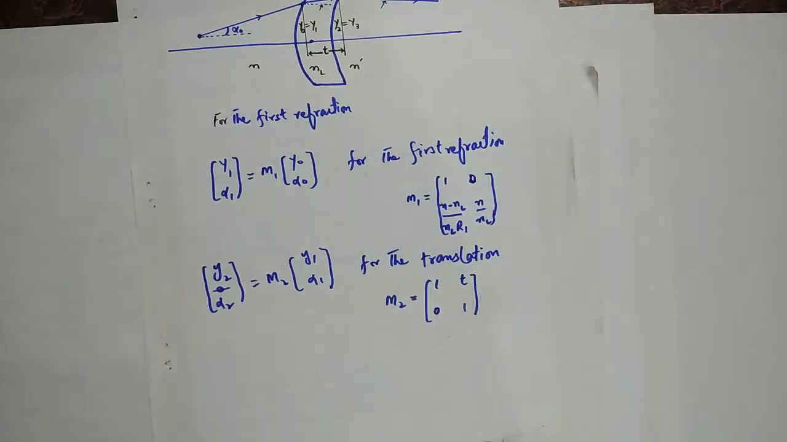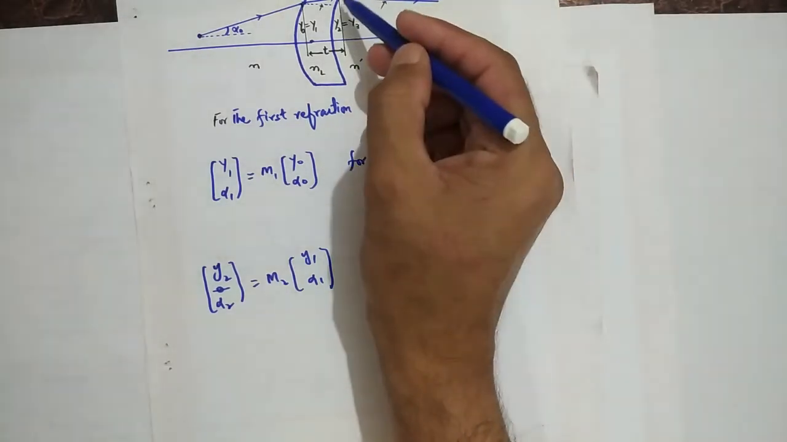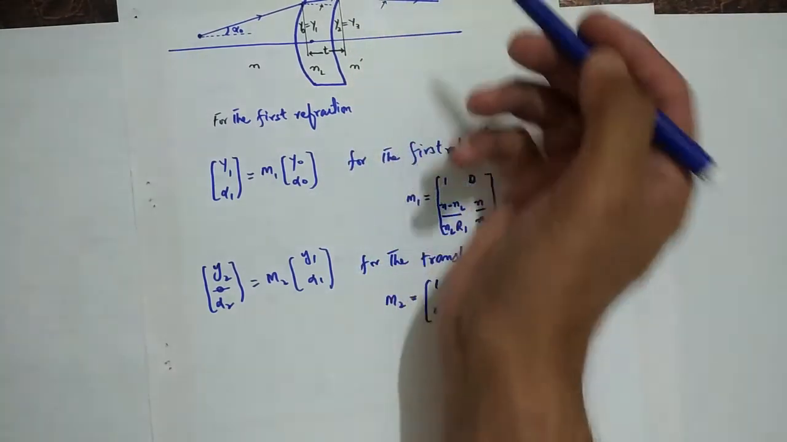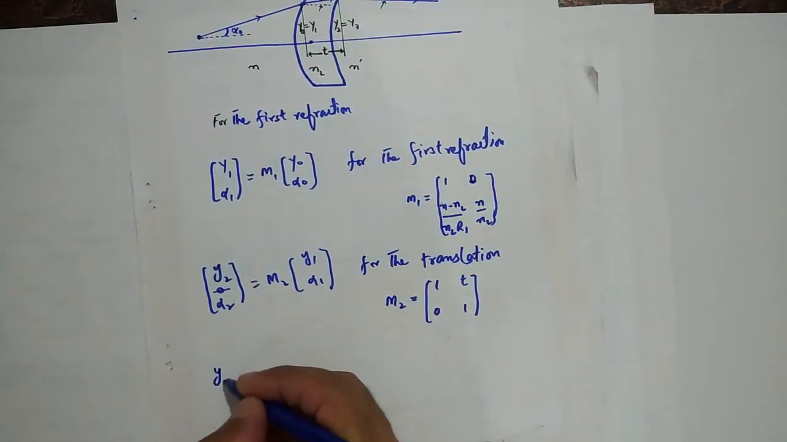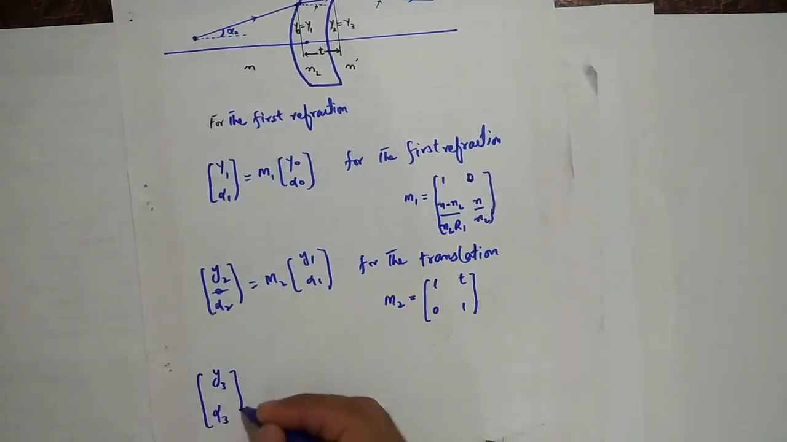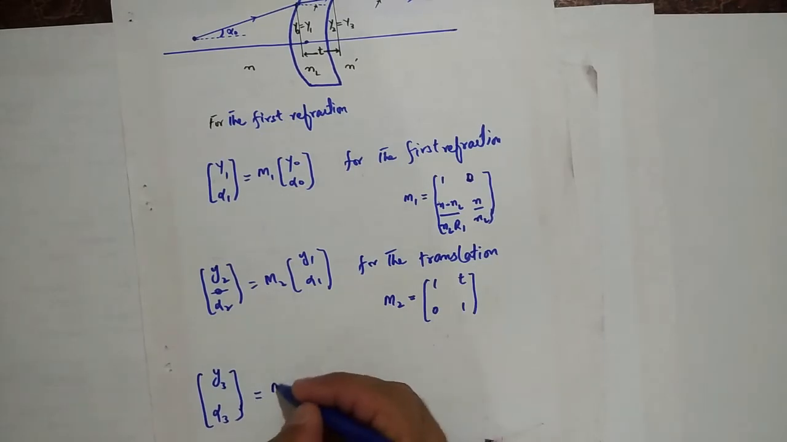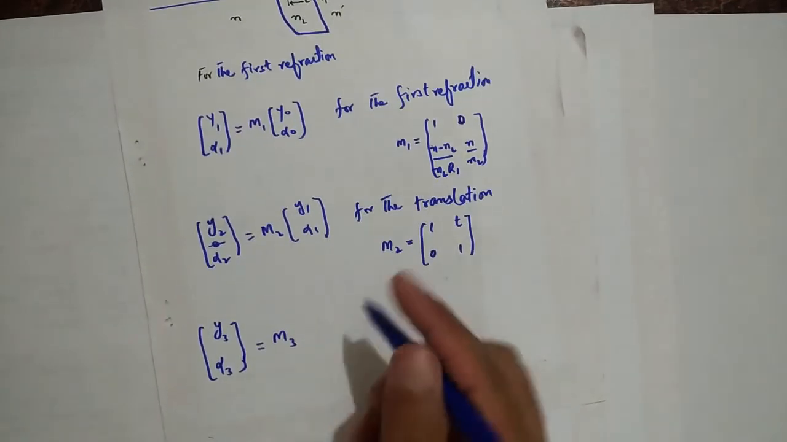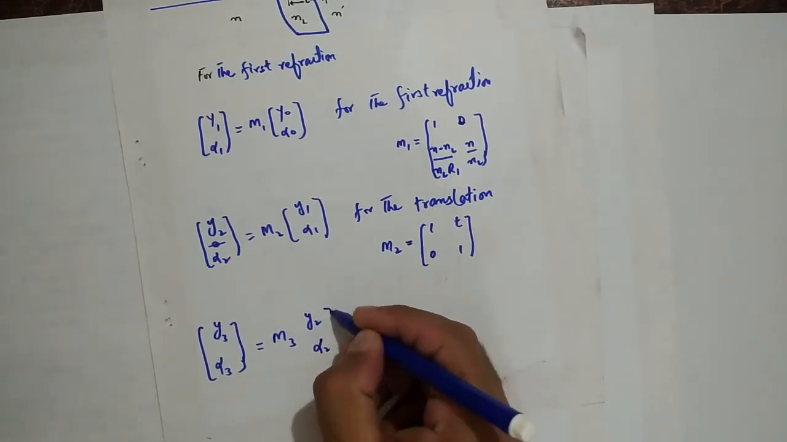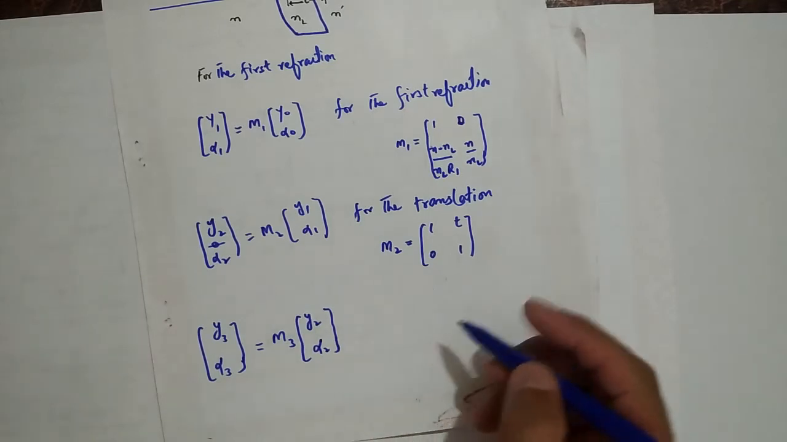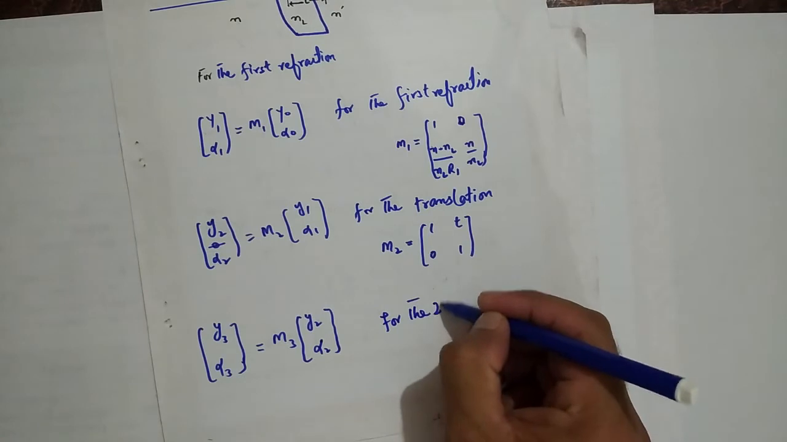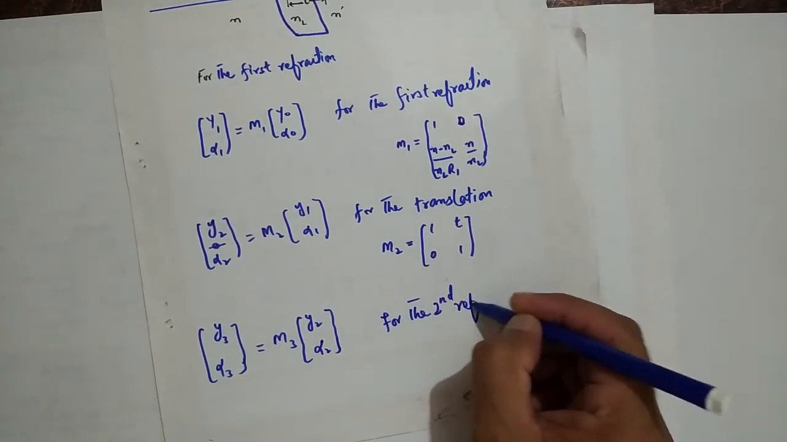Similarly, for the third matrix, the refraction occurs at this point, so the final coordinates y3 alpha 3 will be equal to M3 times y2 alpha 2. This is for the second refraction.